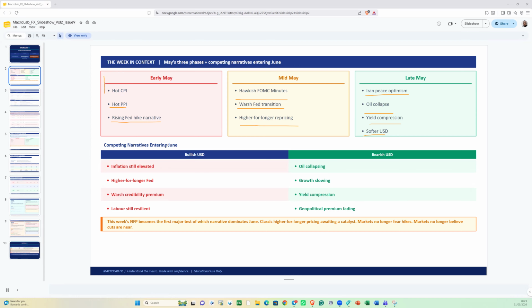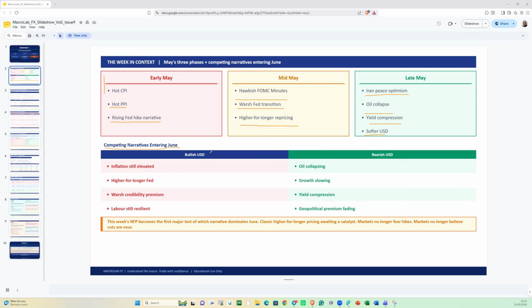So let's look at something quite interesting that we built for you guys, called the competing narratives entering June, because this is our first macro outlook for the first week of June. It's very important, because whatever happens in the first week has a way of spreading into the other weeks of the month. So let's look at the competing narratives entering June.